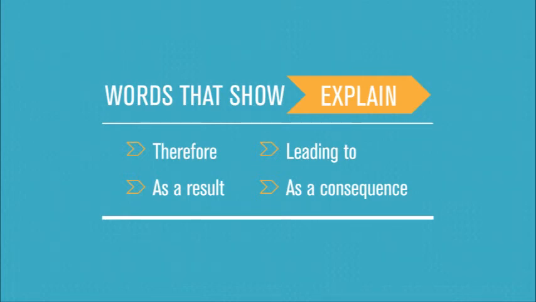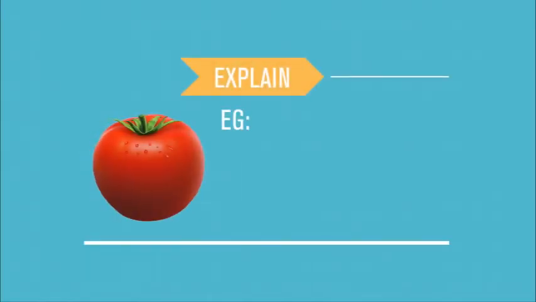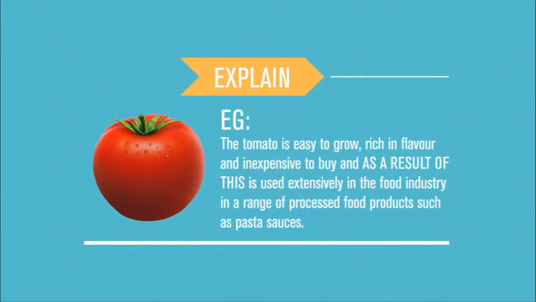If we look again at a tomato, if I had to explain a tomato, how would that be different to describe? How would that be different to discuss? If I had to explain something to do with a tomato, I might say the tomato is easy to grow, rich in flavour, inexpensive to buy, and as a result of this, it's used extensively in the food industry in a range of processed foods and food products such as pasta sauces.